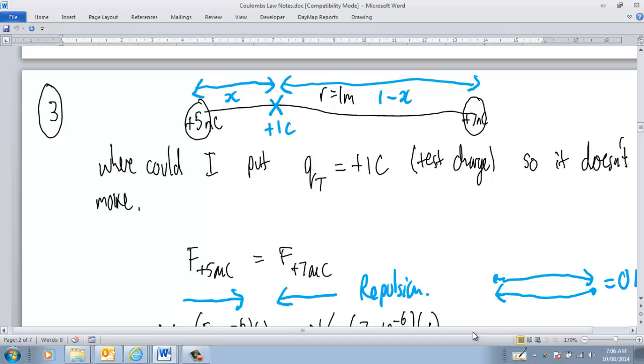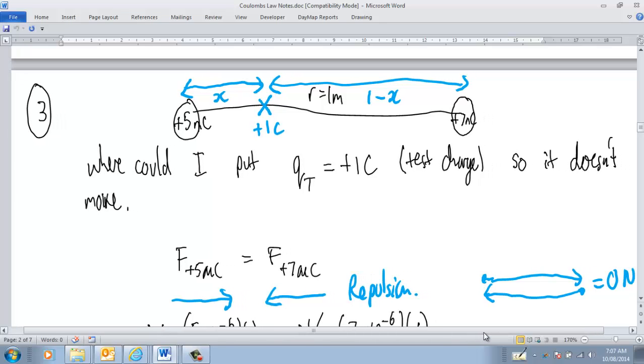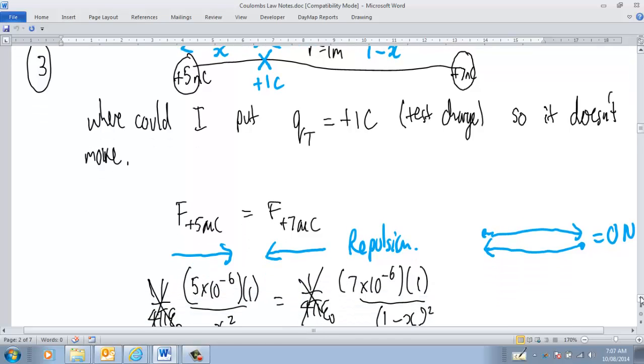Alright, now this question here is a little bit different. Okay, this question says, where should I put the 1 Coulomb test charge? Now if we don't know what the charge is, we always make it a plus 1 Coulomb test charge so it doesn't move. Okay, giving it that's 5 nanocoulombs and that's 7 nanocoulombs. Alright, so what we want to do is we want to have the force pushing that way and the force pushing that way to be equal to 0. So these two vectors that would be from here and from here have to be the same. They're both going to be repulsion.